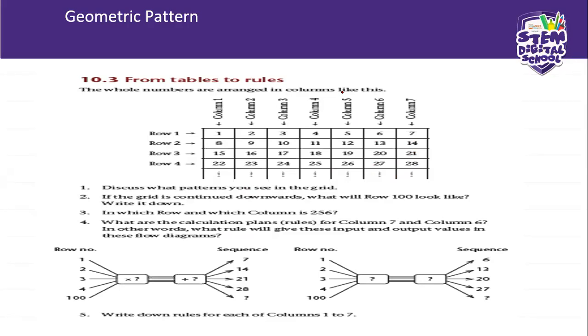So now, I want to ask you guys, let's discuss what's happening around here, because I've already given you pointers. In this grid, how do we work out this grid so that we are able to maybe answer question number 3? This would be how we're going to close off today's lesson. So we'll be able to answer question number 3. Which row, which column is 256? What's going on in the grid? What do you guys see that's going on in the grid?